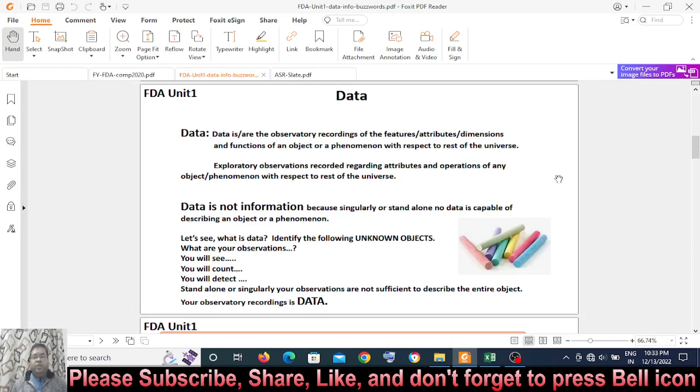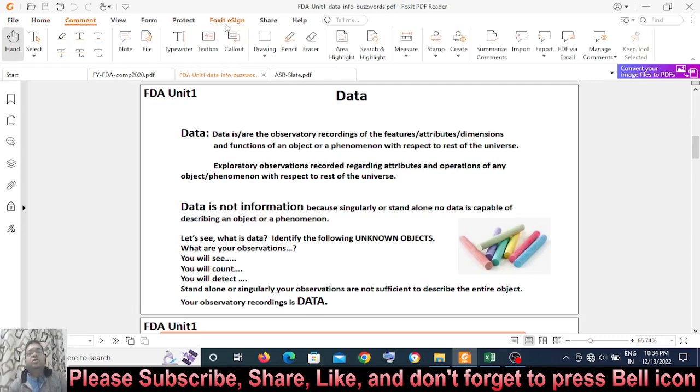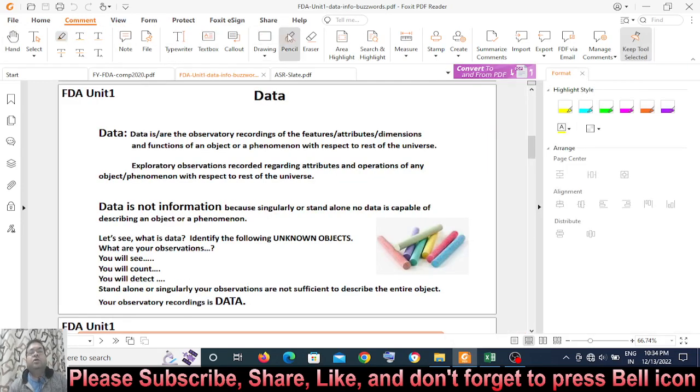So by definition, if you go by the definition, let me select the comment first, so that while giving this lecture I can show you the details. Now, what is this data? So by definition, what is data? Data is not information. That is fixed.